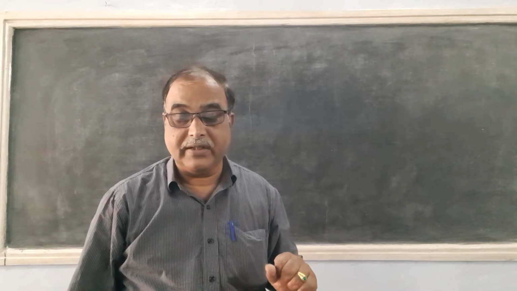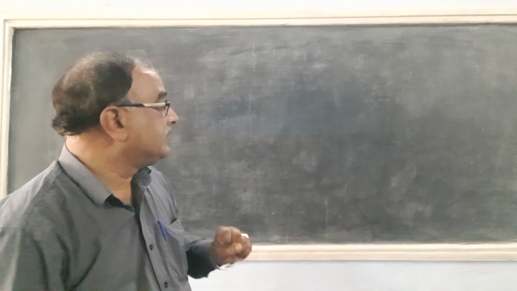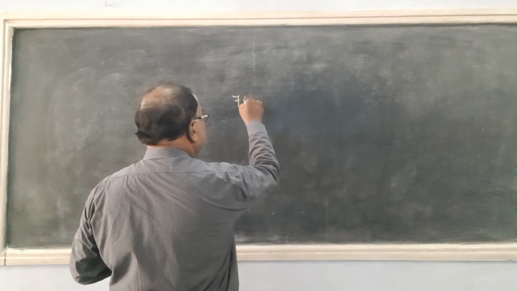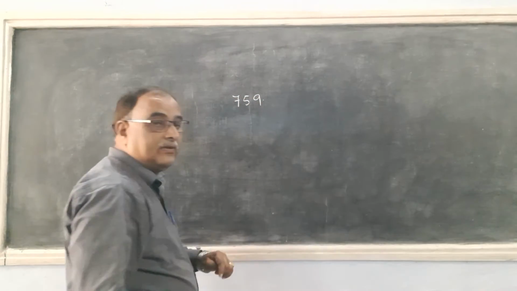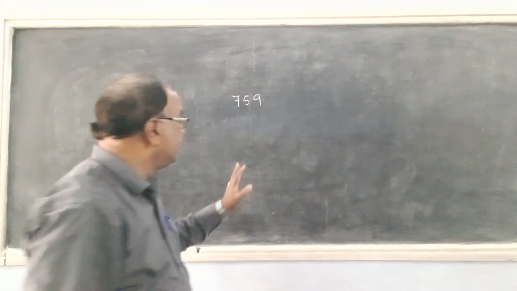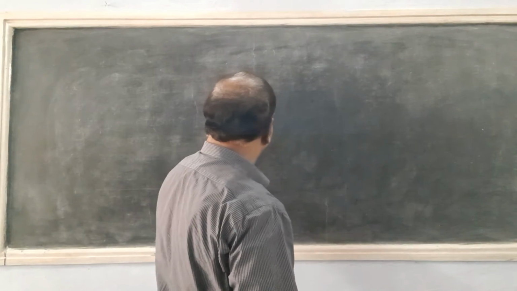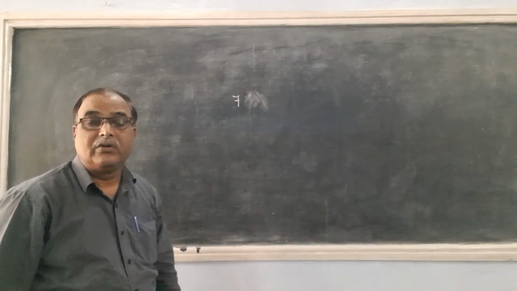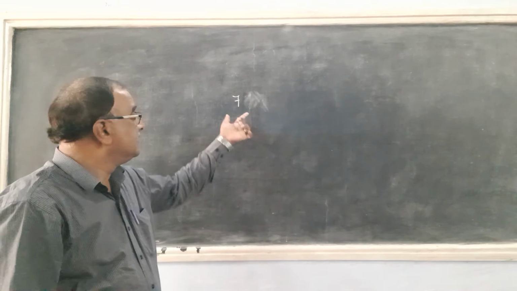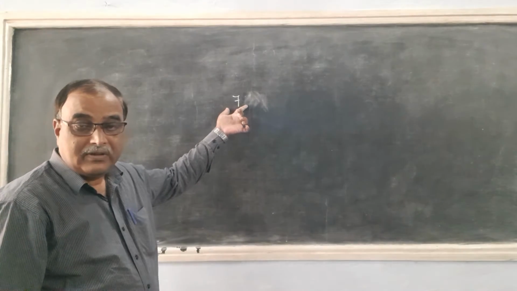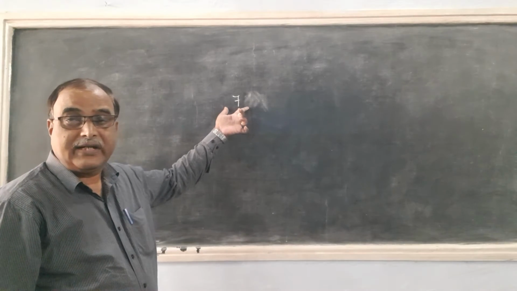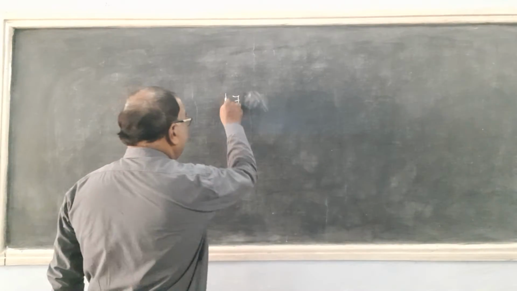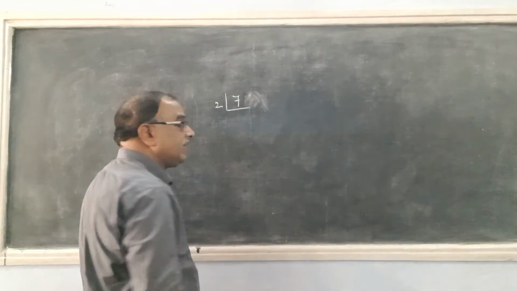Now say for example, let me consider a smaller number. Let me consider only 7, say. Here this is a decimal number. How are we going to represent this number in terms of a binary number? Now for that, what you have to do is go on dividing this by 2.